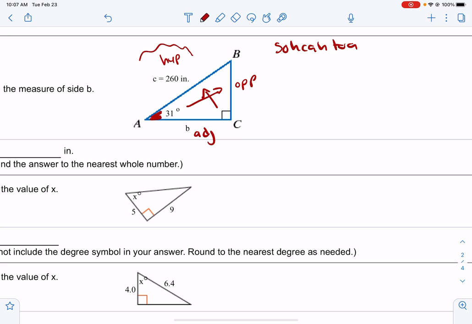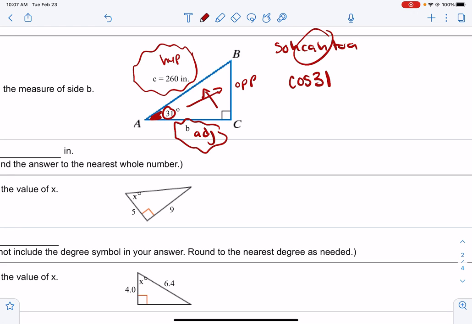I have my hypotenuse and I'm looking for the adjacent, so I want to know what uses A and H, and it's the one in the middle, it's the cosine. So what I want to write down is my trig ratio for cosine. I write the cosine of my angle, and my angle is 31 degrees. So cosine of 31 degrees is equal to the adjacent on top, so B goes on top. The hypotenuse goes on the bottom, so 260 goes on the bottom.